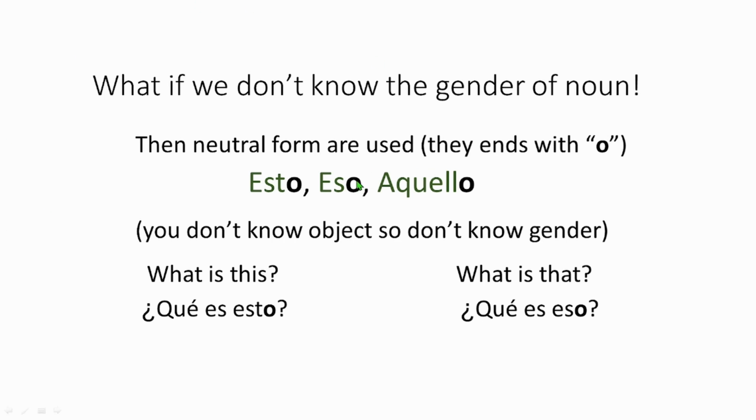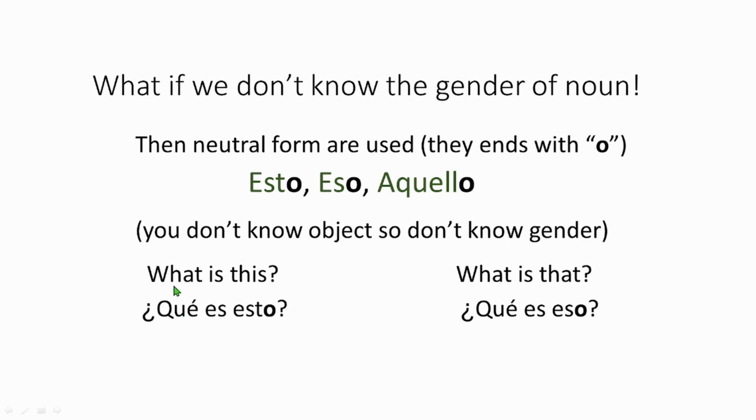So what we do in those situations, we use the neutral form. So the neutral form ends with O, right? It's like this: esto for "this," eso for "that," aquello for, again, "that," but the very far one, right? So it's pretty easy. Esto, eso, aquello. So when we don't know the object, we don't know the gender.